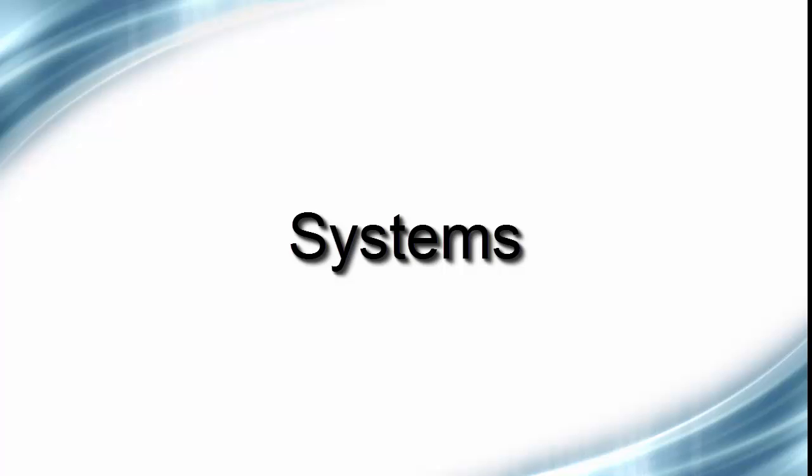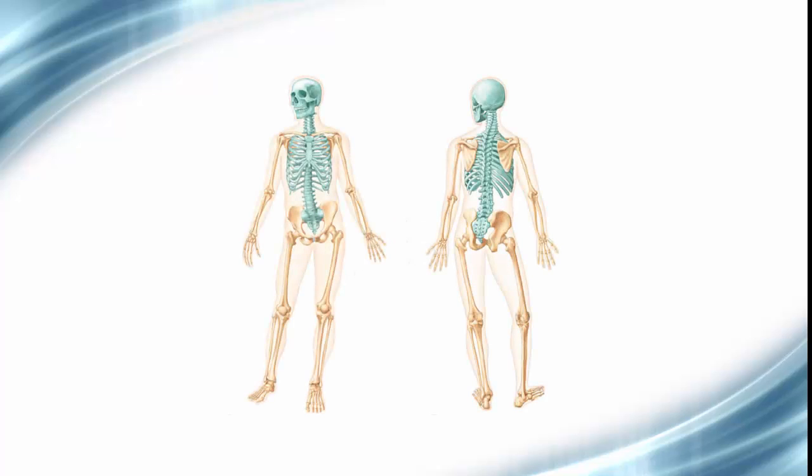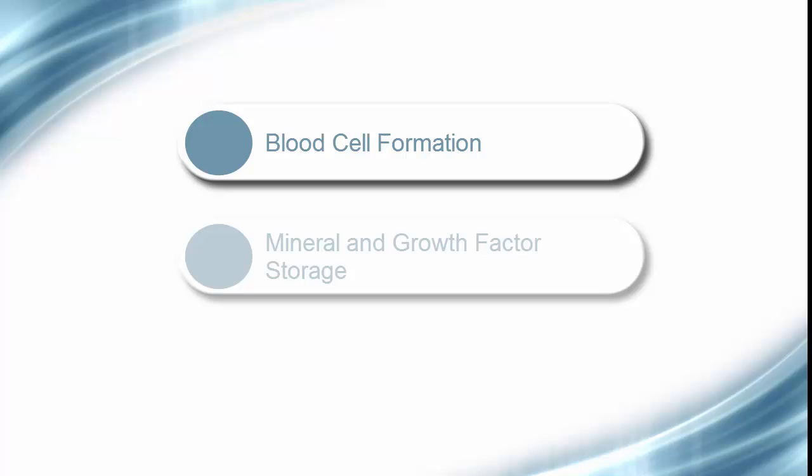We will now begin our study of the skeletal system. The skeletal system includes the bones, cartilages, and joint structures that come together to perform the main functions of the system. And some of those functions include bringing support to the body, protection, movement, blood cell formation, mineral and growth factor storage, and hormone production.